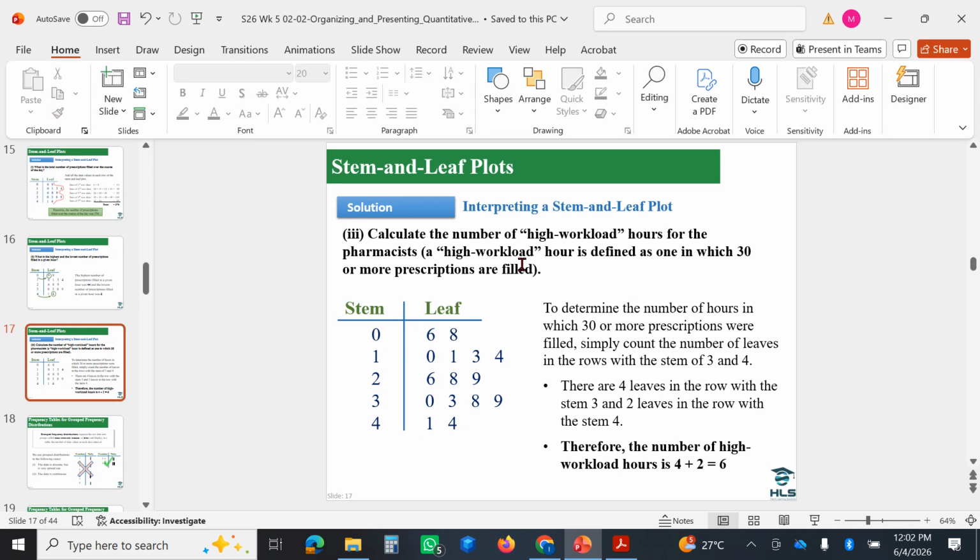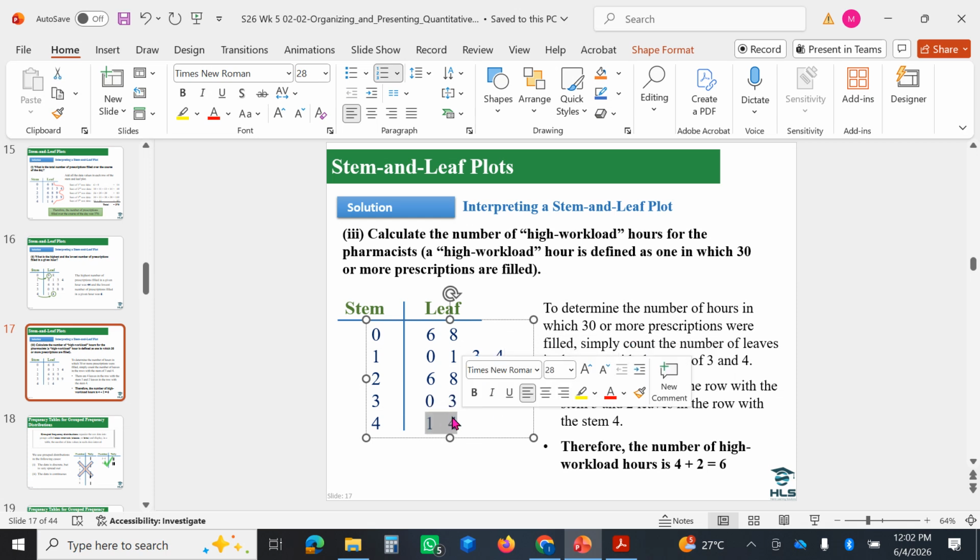Calculate the number of high workload hours for the pharmacist. A high workload hour is defined as one in which 30 or more prescriptions are filled. So calculate the number of high workload hours. You're looking at all of them over 30. How many hours? You had 1, 2, 3, 4, 5, 6 hours were high workload, right?